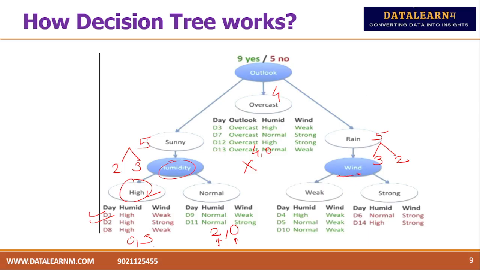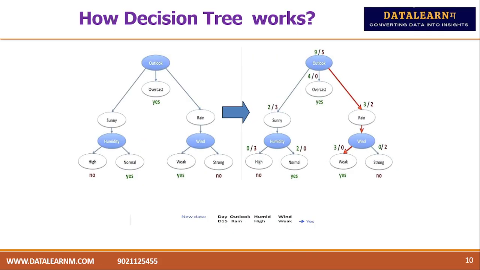Similarly, if I'm checking when wind is weak and outlook is rain, there are 3 records. All 3 records are yes, and this is again a pure split. There will be no splitting further. I hope you got the idea how a decision tree works. Yes, this is how it works, right? But on what basis will it be decided? So the final decision tree will be like this.